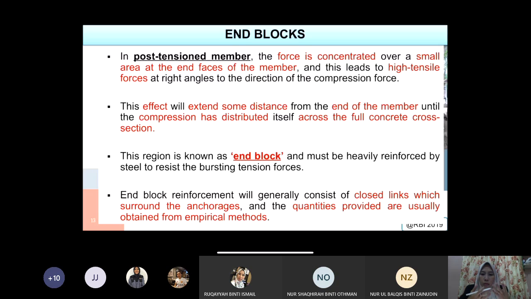What we can do to avoid that is to design that particular part, which we call the end block region, and provide specific reinforcement to it. Design means we determine the section, the size, and the area of reinforcement you want to provide, the placement of the reinforcement, how many, and so on. So that's what we are going to design for the end block.